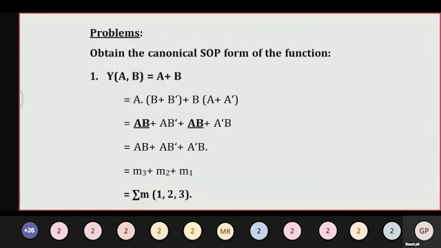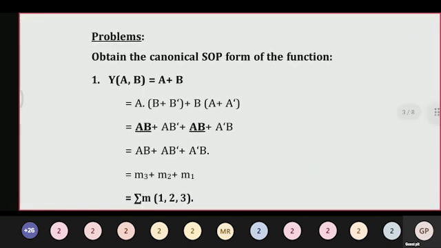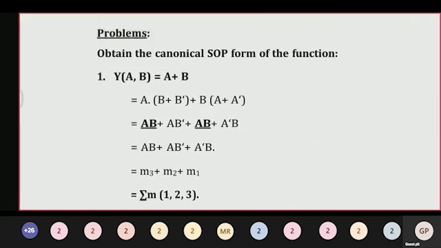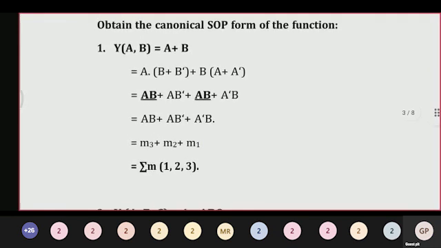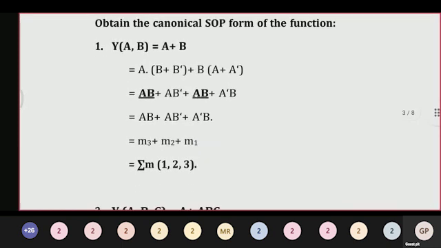In this expression, it consists of two input variables. They are a and b, and you are having two terms, a plus b. In the first term, the variable b is missing. In the second term, variable a is missing. So you need to multiply the missing variables and its complement. So we are writing a dot (b plus b bar) plus b into (a plus a bar). Now we need to apply the distributive law to expand the expression.